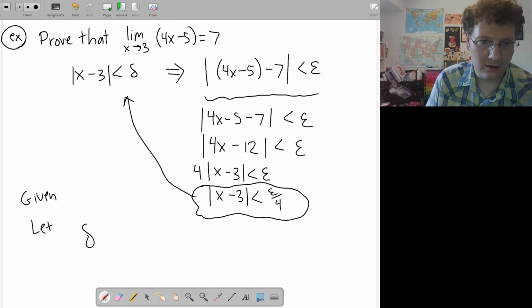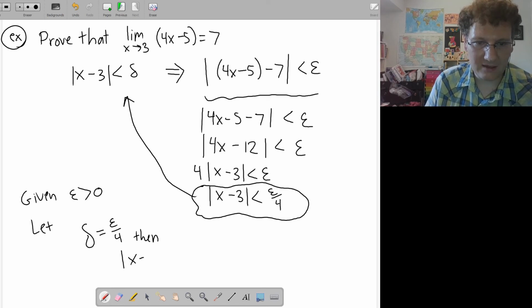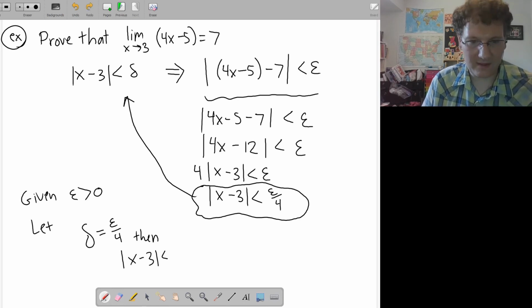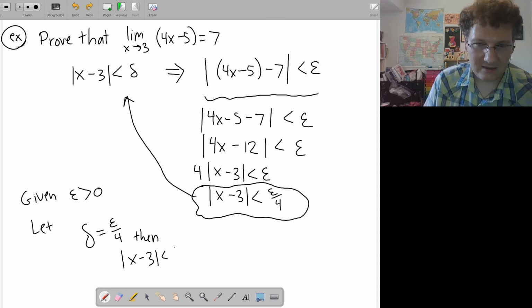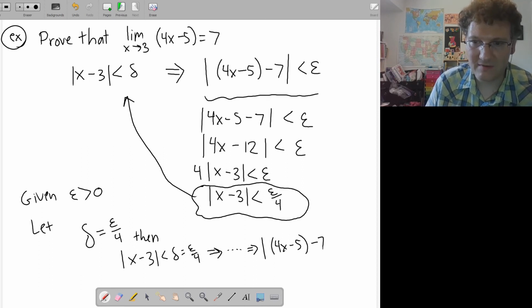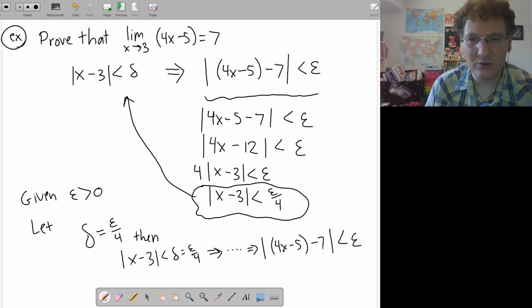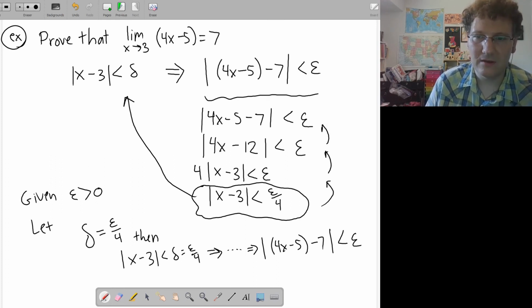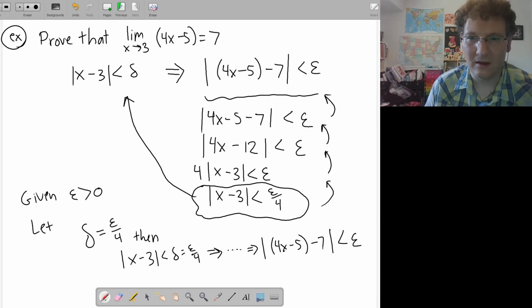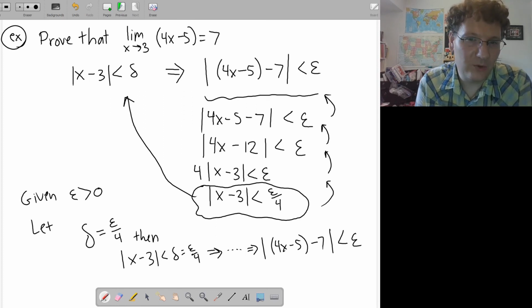so I can just say, given epsilon greater than 0, any positive epsilon, if you just let delta be epsilon over 4, then as long as the absolute value of x minus 3 is less than delta, which is epsilon over 4, this is going to imply that the absolute value of 4x minus 5 minus 7 will be less than epsilon, because you would be able to just work backwards up the chain, because each of these statements is completely equivalent to each other.